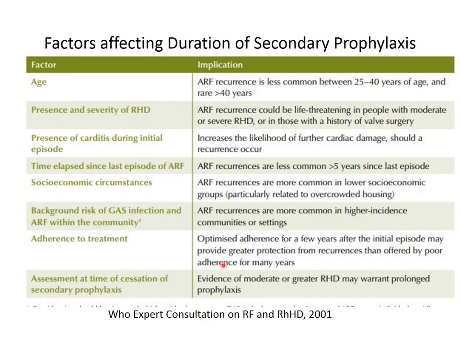If you are adherent for a few years after the initial episode, this is probably better than if you have poor adherence for many years. So the first years after the initial episode, the secondary prophylaxis in that time is much more important than in the future. The assessment at time of cessation of the secondary prophylaxis: evidence of moderate or greater rheumatic heart disease may warrant prolonged prophylaxis.